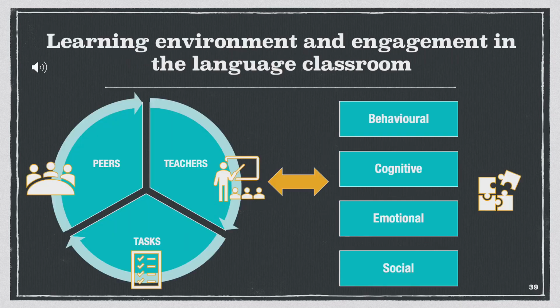So our findings have shown the mutual relationships between the learning environment and engagement. Indeed, peers, teachers, and tasks had a huge influence on behavioral, cognitive, emotional, and social dimensions of engagement. However, when students were authentically engaged in the classroom, this also influenced, in turn, the learning environment. So we can really see a mutual relationship between the learning environment and engagement in the language classroom.